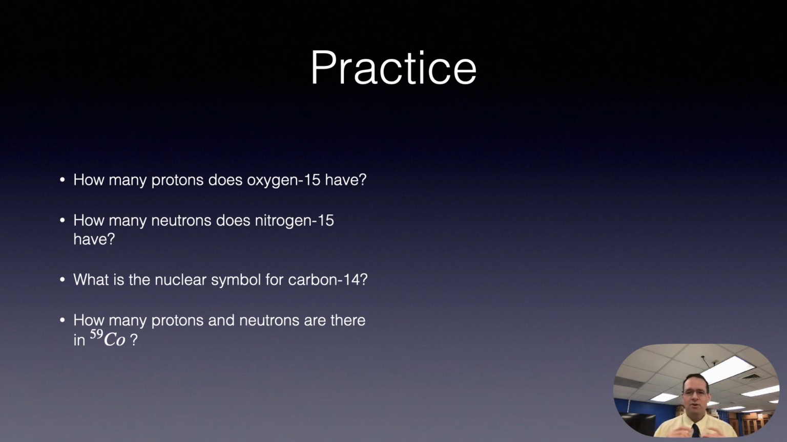All right, so there are additional practice problems for you to consider. Please work on these problems yourself and try to figure them out for practice and in reinforcing these concepts in your mind, okay? So how many protons does oxygen 15 have? How many neutrons does nitrogen 15 have? What is the nuclear symbol for carbon 14? And how many protons and neutrons are there in, here we have this strange symbol, okay?